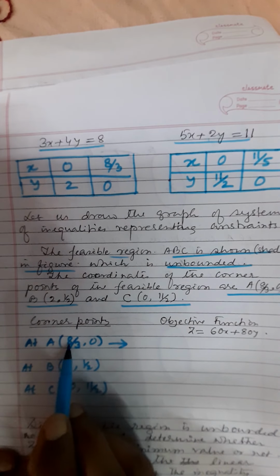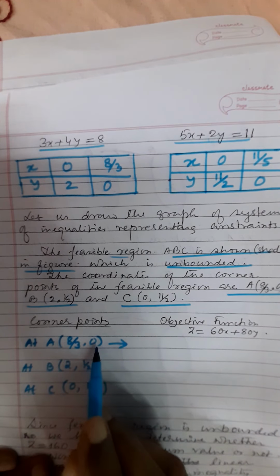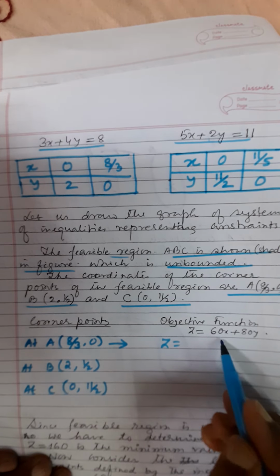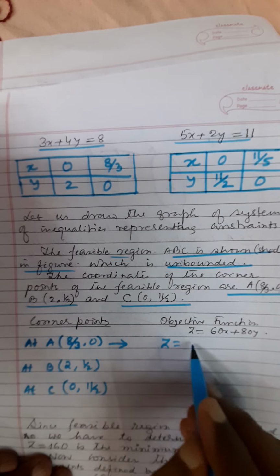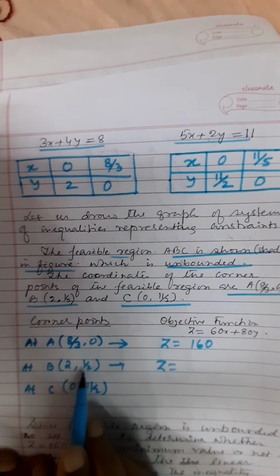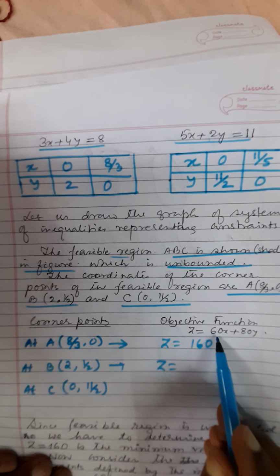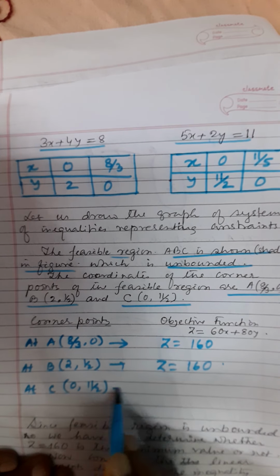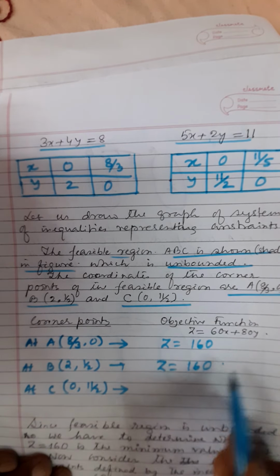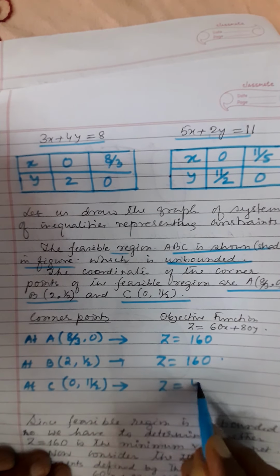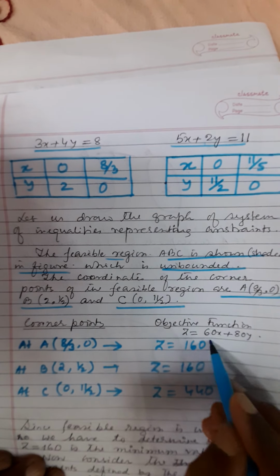At A, x is equal to 8/3, y is equal to 0. So if you put x equal to 8/3 and y equal to 0, z is equal to 60 into 8/3. The 3 cancels with 360, so 160. Next, at B (2, 1/2), we get 120 plus 40, again 160. Next, at C (0, 11/2), 0 plus 40 into 11/2, so we get 440. So this is the maximum.